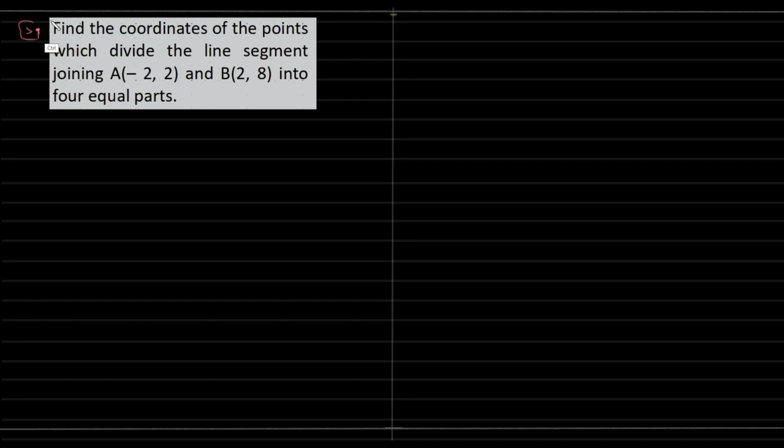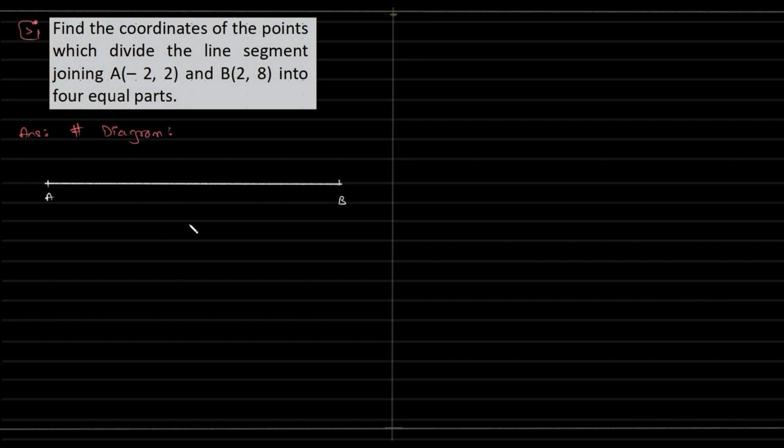Find the coordinates of the points which divide the line segment joining A and B in 4 equal parts. So we're looking at the diagram. So we are dealing with a line being divided into 4 equal parts.